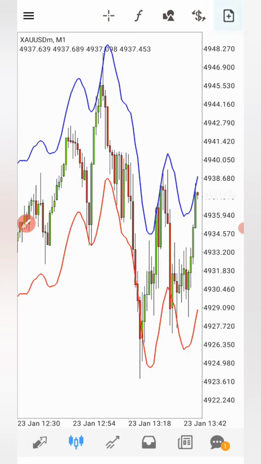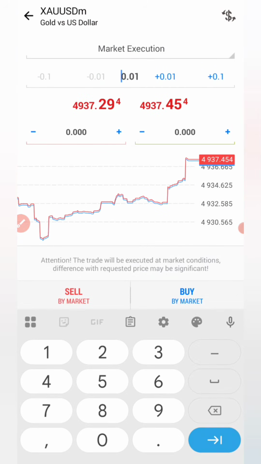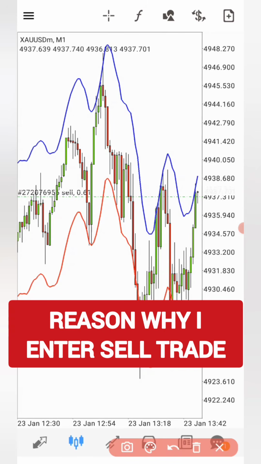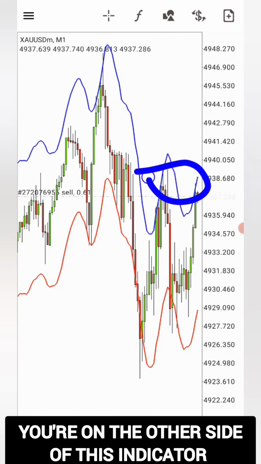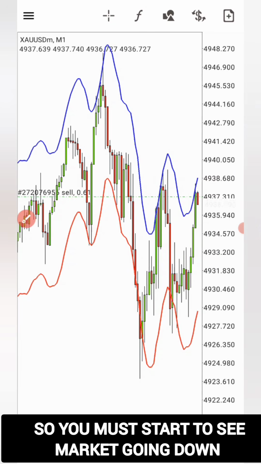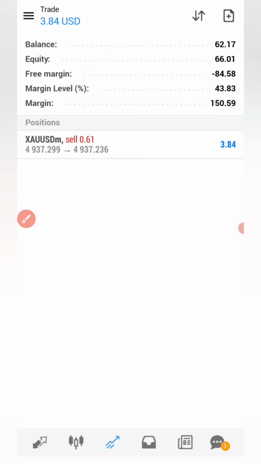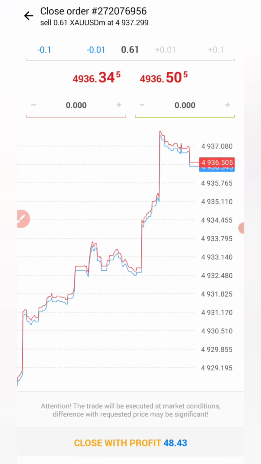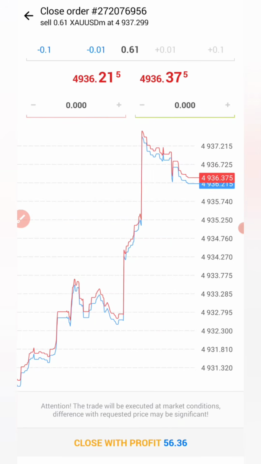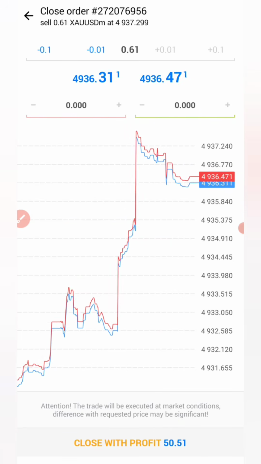We are on the other side of this indicator, so I'm going to enter a short trade with 0.6, right? The reason we are entering this short trade is that we are on the other side of this indicator, which is the resistance level. So you must see the market start to go down. You can already see the red candle right here, and now $40 profit. We want more profit, so we have to wait. When you want more profit from the market, you have to be patient.